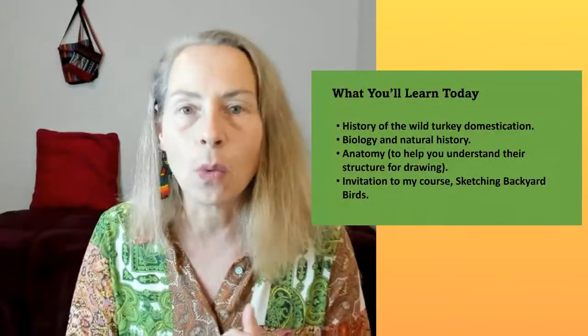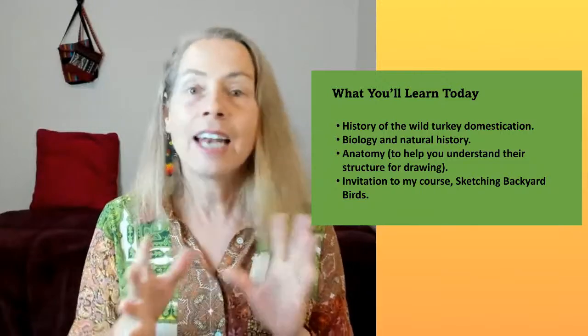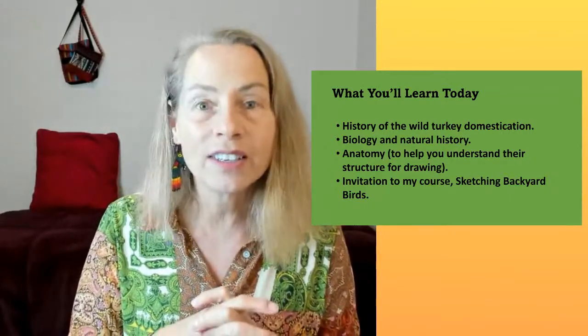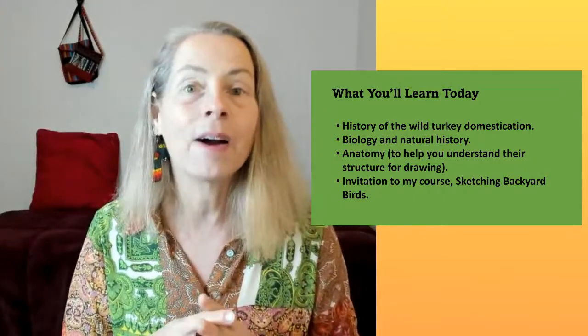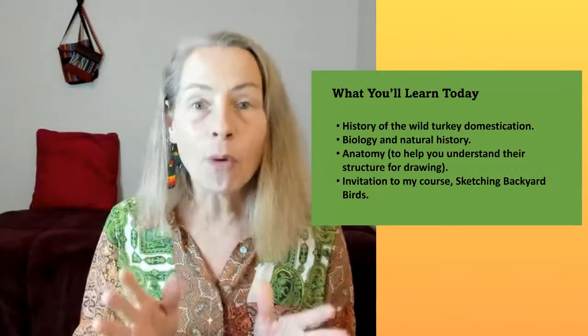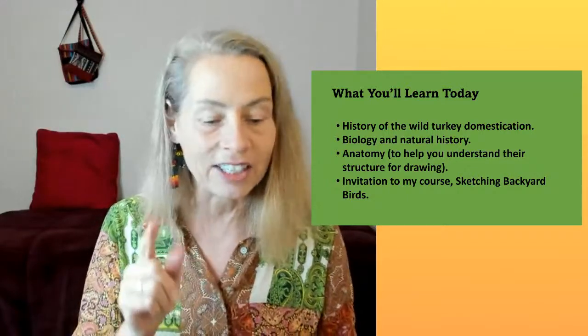So let's keep going here. What are we going to learn today? I'm going to teach you a little bit about the history of the wild turkey domestication. It's been around a lot longer than you probably think it has, and a bit about its biology and natural history, and of course, its anatomy. Because if you know how an animal or plant is put together and what it looks like from the outside, it's much easier for you to sketch it in the field with skill and accuracy and speed. And you might be able to see one in the field because our North American wild turkey lives in 49 of the 50 states. And I'll tell you more about that in just a second.